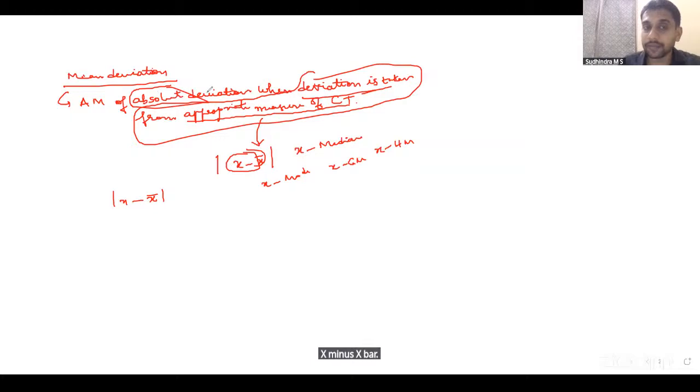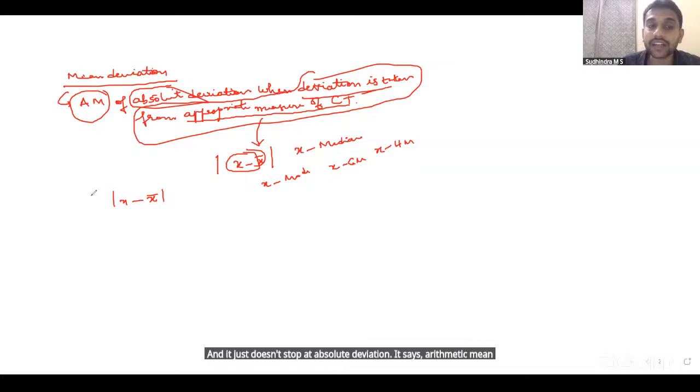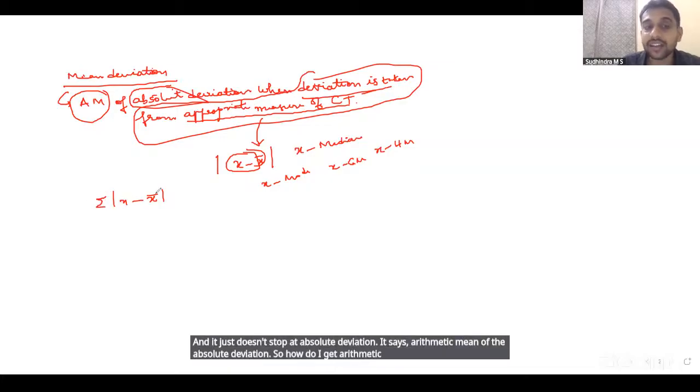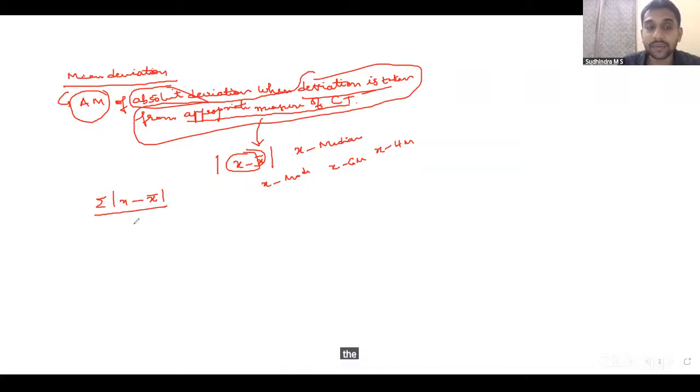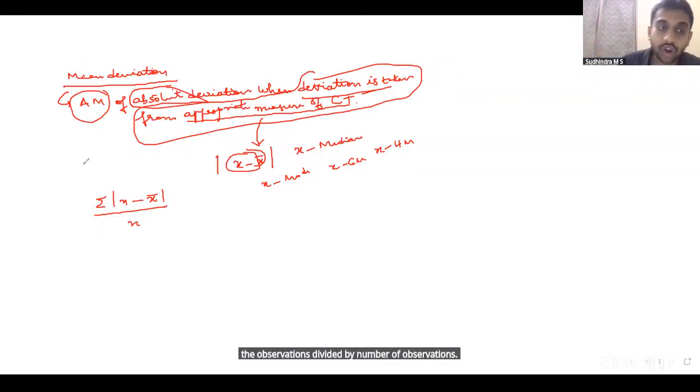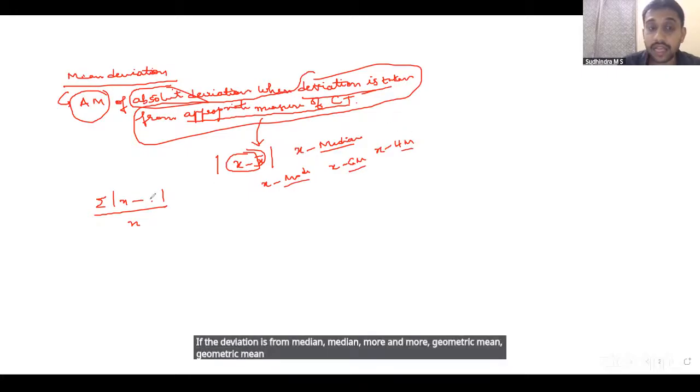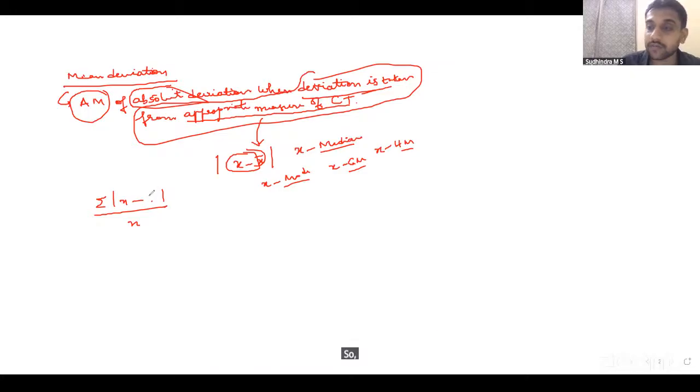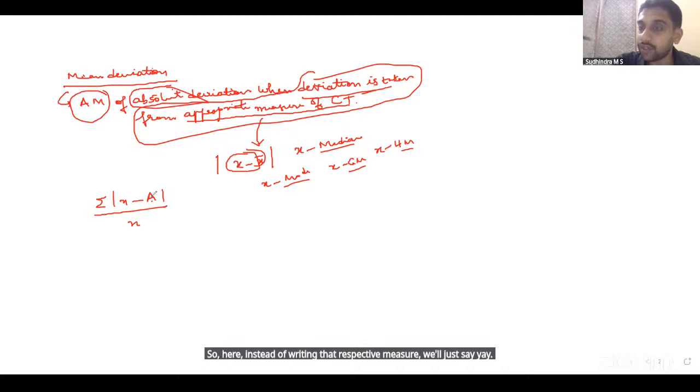And it just doesn't stop at absolute deviation. It says arithmetic mean of that absolute deviation. So how do I get arithmetic mean? Summation of the observations divided by number of observations. So if we are taking the deviation from arithmetic mean, here I have arithmetic mean. If the deviation is from median, mode, geometric mean, harmonic mean, here instead of writing that respective measure, we'll just say A, depending on what we want.